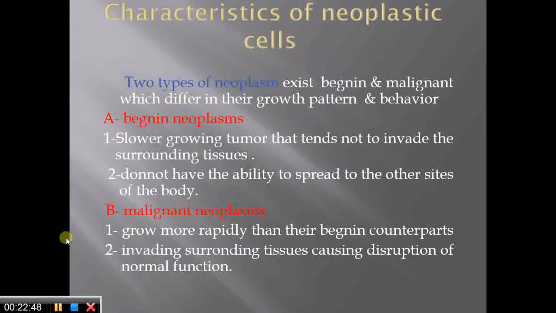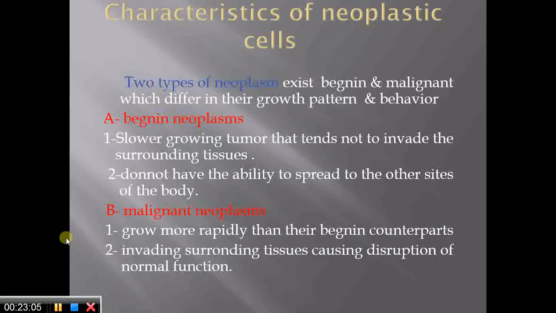Malignant neoplasms grow more rapidly than their benign counterparts, often invading surrounding tissue, causing disruption of normal function. Malignant tumors have the ability to metastasize, spreading to another site within the body and forming a secondary tumor.